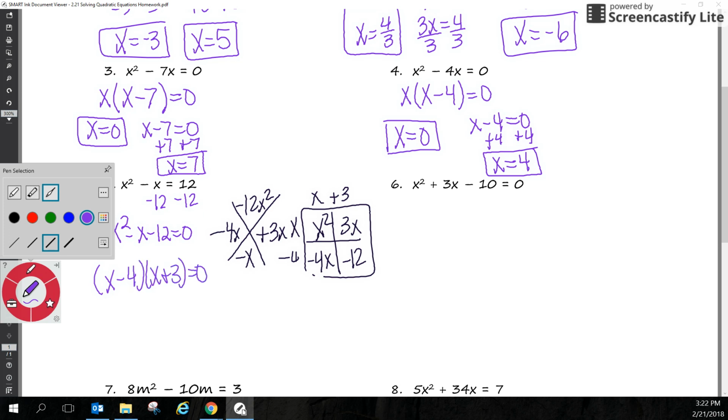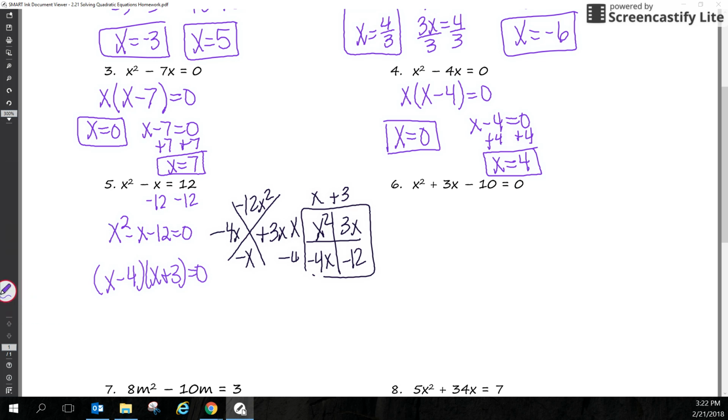Now that we have it factored out, we're going to split those factors up, set them both equal to 0. So I've got x minus 4 is equal to 0. x plus 3 is equal to 0. For my first equation, I'm going to add 4 to both sides, and I get x is equal to 4.